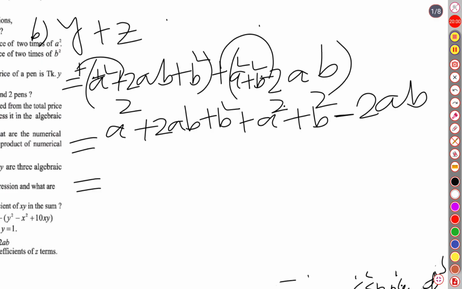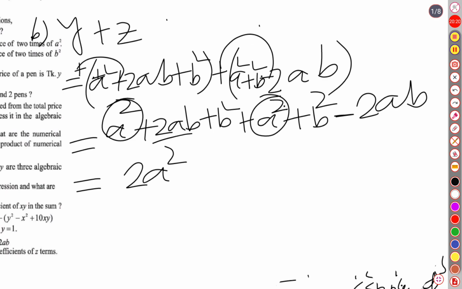Now this is the turn of doing addition and subtraction. What will it be? First a square, one a square is over here, another a square, and both of them have the same symbol, so we'll have to do addition. If we add one a square to another a square, it will be 2a square, and the greater term is a square, so the symbol will be invisible plus.